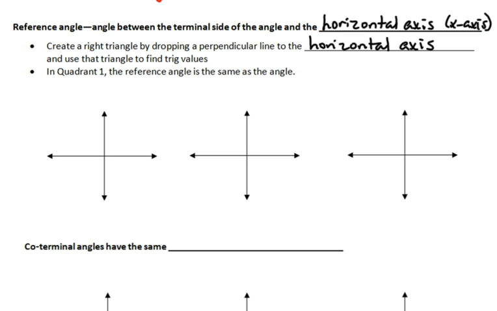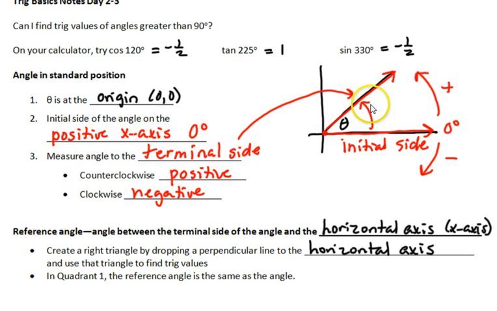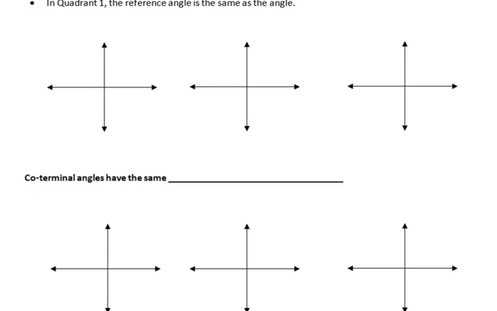So in quadrant 1, I already have a right triangle here. I could just drop a perpendicular line down like this, label my right triangle, and use the typical ratios of a right triangle in quadrant 1. But if I'm in a different quadrant, what do I do? So let's say I have an angle in quadrant 2. Maybe this angle right here, we'll say that this is 120 degrees.